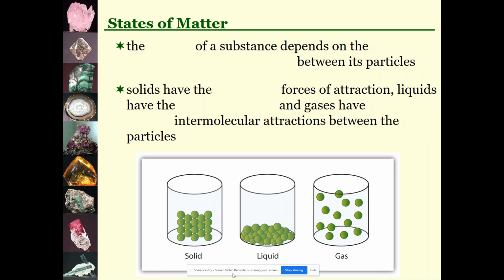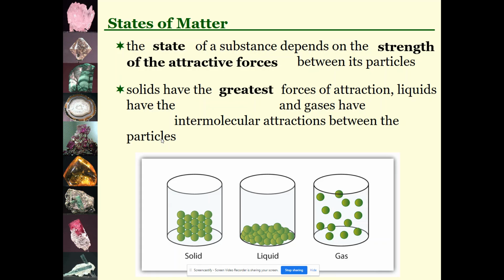So first of all, let's start with states of matter. The state of a substance depends on the strength of attractive forces between its particles. When we have solids, they're being held the closest and they're moving a little bit, but not very much. They must have the greatest force of attraction. Liquids are still attracted, but they're more free to move around, whereas gases have very few interactions between them at all. They're free to move around and they're not even really interacting.